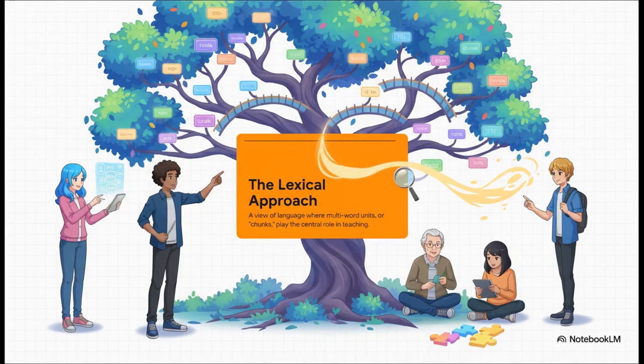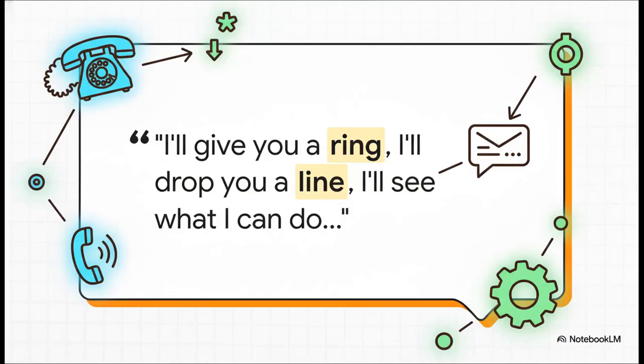This whole idea is the heart of what we call the lexical approach. Basically, it's a way of looking at language that says, hey, maybe the real building blocks aren't single words and grammar rules, but these pre-made chunks that we learn and use all the time. I mean, just think about how you talk. As the linguist Michael Lewis pointed out, so much of what we say is just these ready-made phrases. I'll give you a ring. I'll drop you a line. I'll see what I can do. We don't build those from scratch every single time. We just pull the whole chunk right out of our memory.